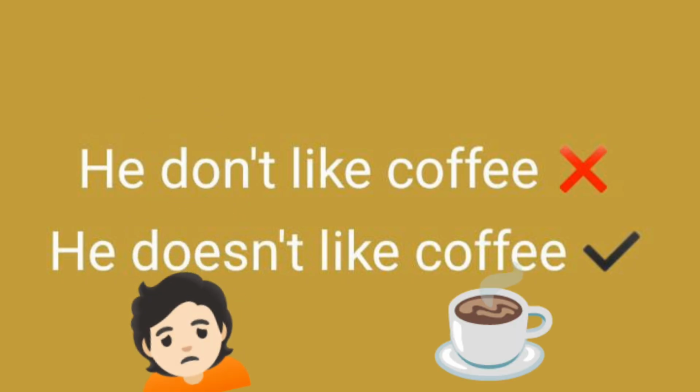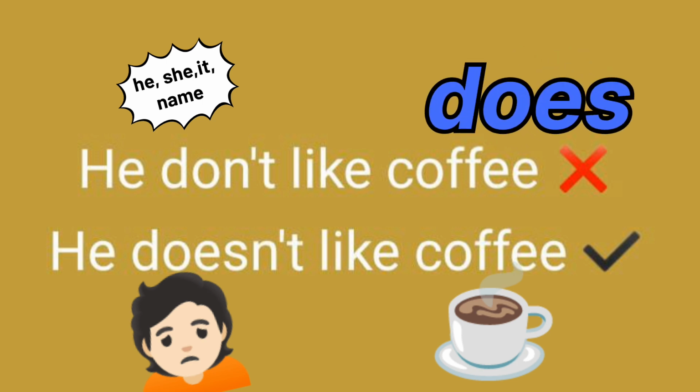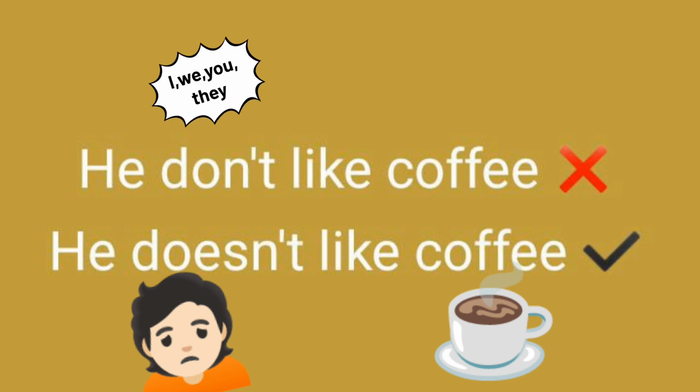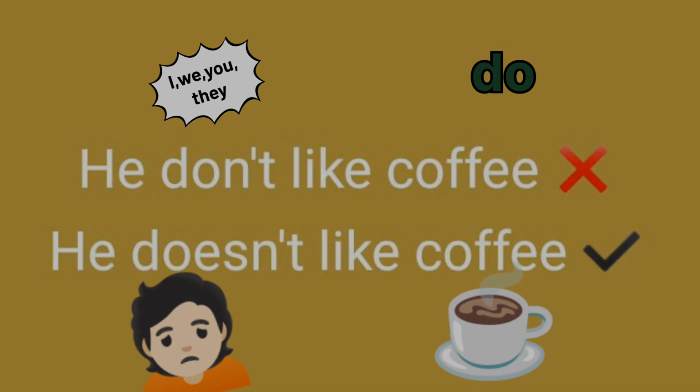The first mistake is using "he don't" instead of "he doesn't." Many learners say "he don't like coffee." However, this sentence is incorrect. The correct sentence is "he does not like coffee." Remember this simple rule. When the subject is he, she, it, or a singular noun such as a name, we use doesn't or does not. But with I, you, we, and they, we use don't or do not.